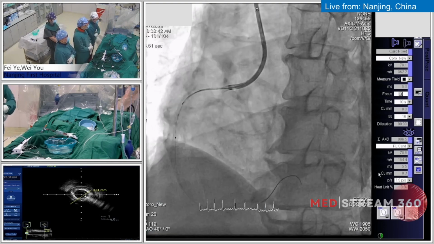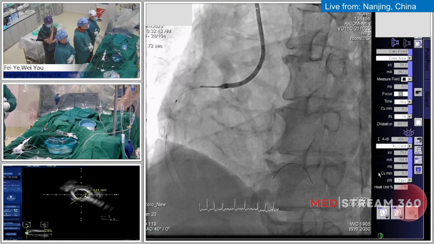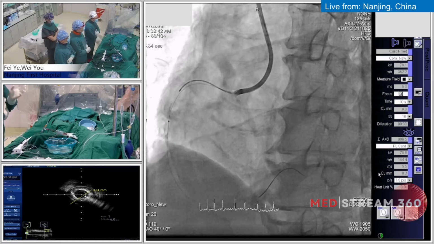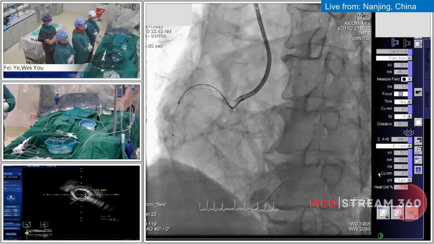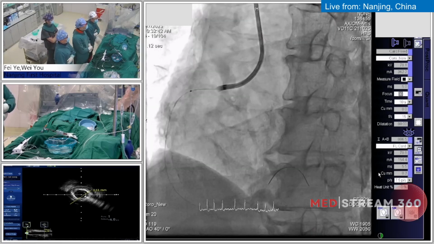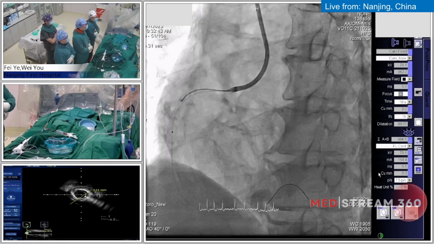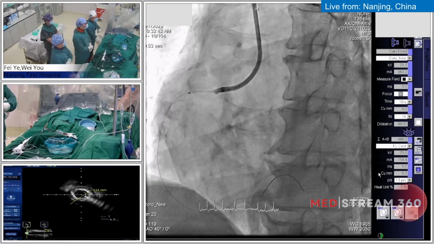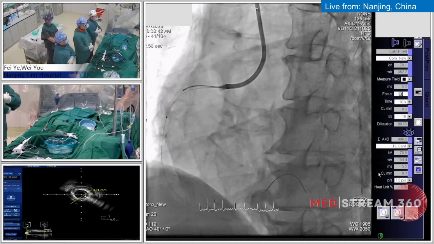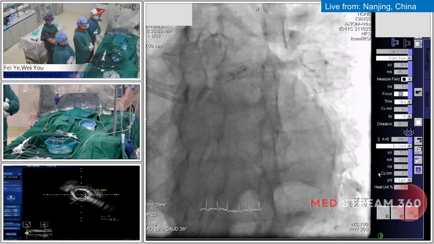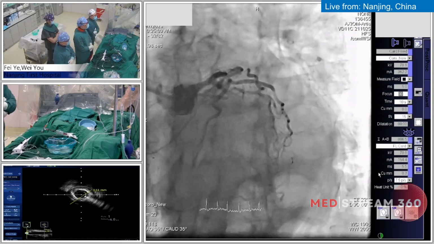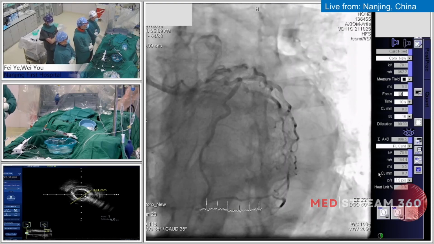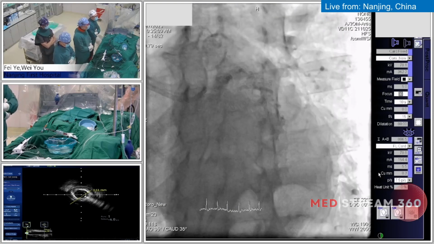Why we choose IVUS? Absolutely, the patient has not good renal function, and not good cardiac function. So OCT is not our preferable. IVUS, I think, is probable for this case. You can see the IVUS catheter cannot pass through. So, Chief, next we decide to perform the rotational atherectomy for this case. That's what we want to do next.